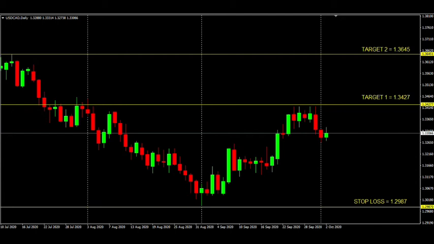Then we're going to go long on USD CAD with our first target at 1.3427 and the second target at 1.3645 with the stop loss at 1.2987.